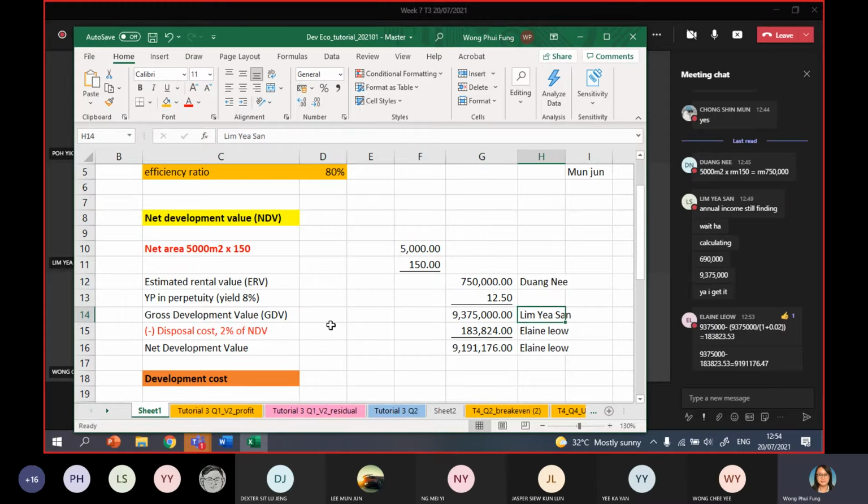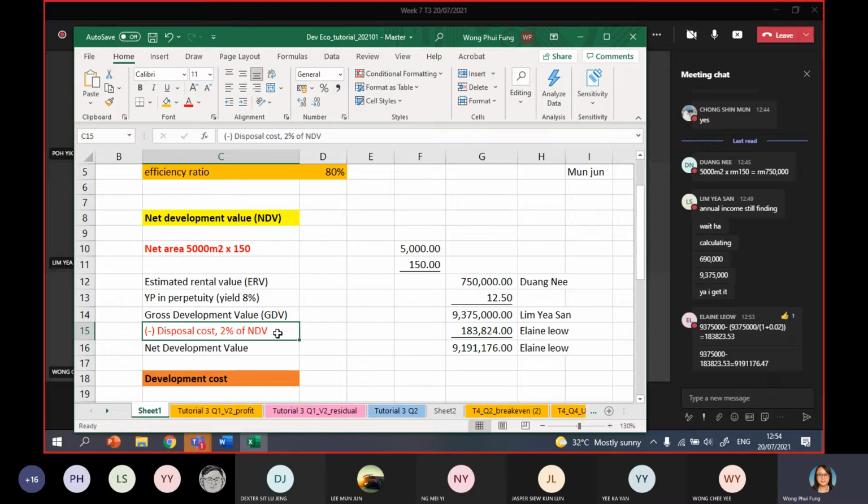So I repeat again. For this income part, the common mistake by the students, the first one, is they use gross area. Wrong. You should use net area to compute your ERV, the rental value. That is the first one.